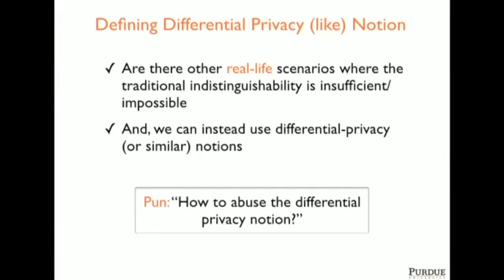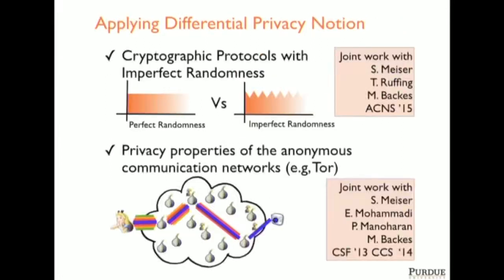And as it turns out, in this talk we are going to see two interesting examples where we are able to achieve similar guarantees in scenarios outside the data privacy scenario. There is also an interesting way to put it: where can we use or abuse the differential privacy notion in other scenarios? We are going to see two prominent examples from my earlier work. In the first example, we use it for a cryptographic protocol with imperfect randomness, where we are able to employ a similar concept to achieve some privacy guarantee where otherwise we could not provide any privacy guarantee in the standard notion.